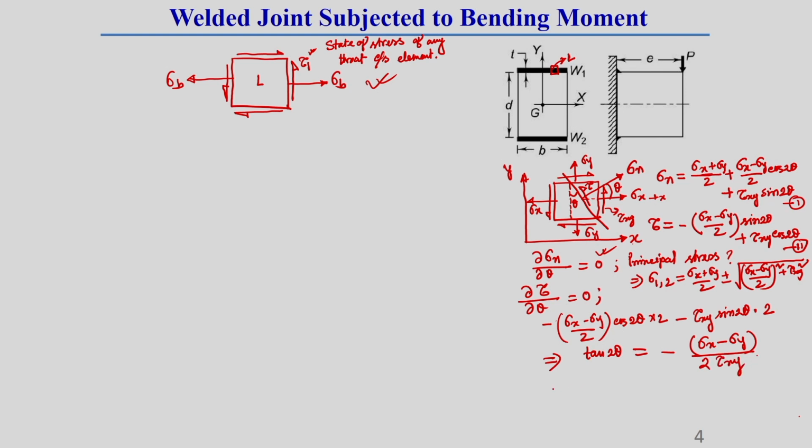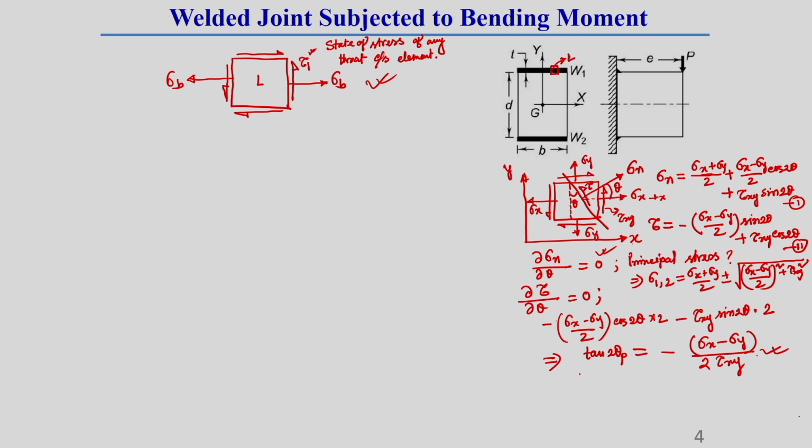Now, we are interested to find out what is the maximum shear stress. To find this maximum shear stress, let us consider these things here. Once tan 2 theta p equals this, we can get the maximum shear stress. So, here I am showing this.